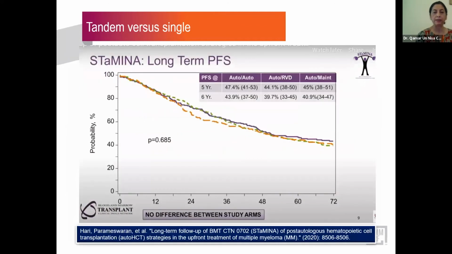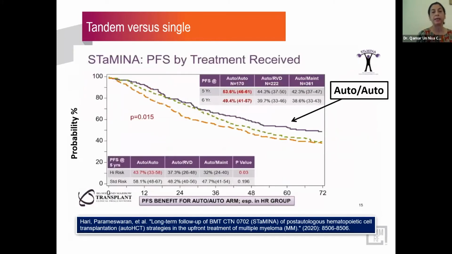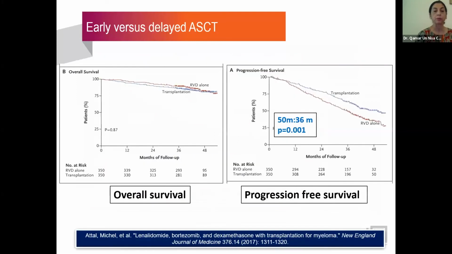And the analysis showed that actually there was no difference between the three arms. And this was an intention-to-treat analysis. When they looked at it again in terms of the treatment that was actually received by patients, there did appear to be an advantage to the tandem transplant arm. This was particularly true for patients in the high-risk group, although there are some problems with the way the high-risk group was defined.